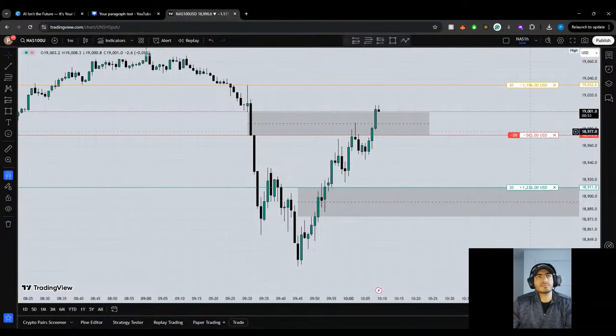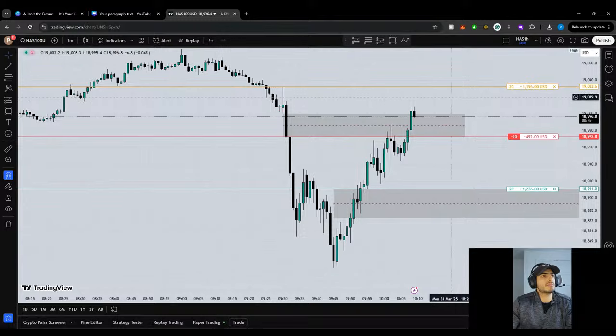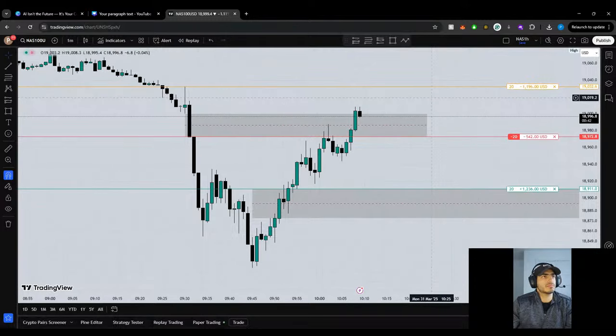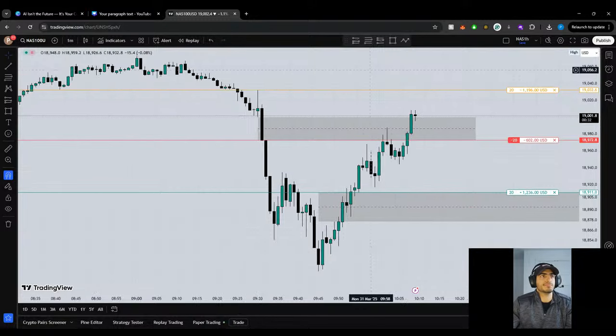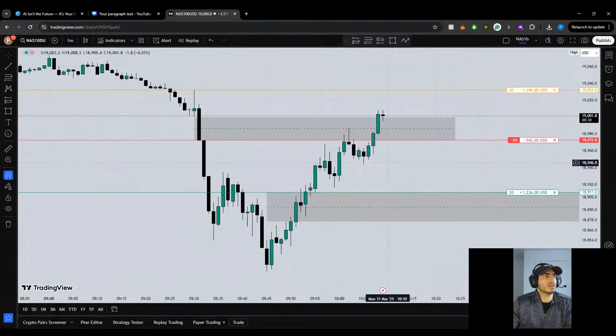All right, so if ever it reaches back to my initial buy, I'm probably going to get out, just to reduce the risk. If not, stop loss, take profit strategy. But I just noticed that I messed up on something over here.